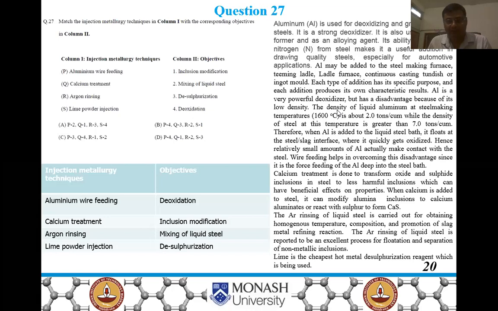When calcium is added to steel, it can modify alumina inclusions to calcium aluminate or react with sulfur to form CaS. The argon rinsing of liquid steel is carried out for obtaining homogeneous temperature, composition, and promotion of slag metal refining reaction. The argon rinsing of liquid steel is reported to be an excellent process for flotation and separation of non-metallic inclusions. Lime is the cheapest hot metal desulfurizing reagent which is being used. So lime powder injection is used in desulfurization.